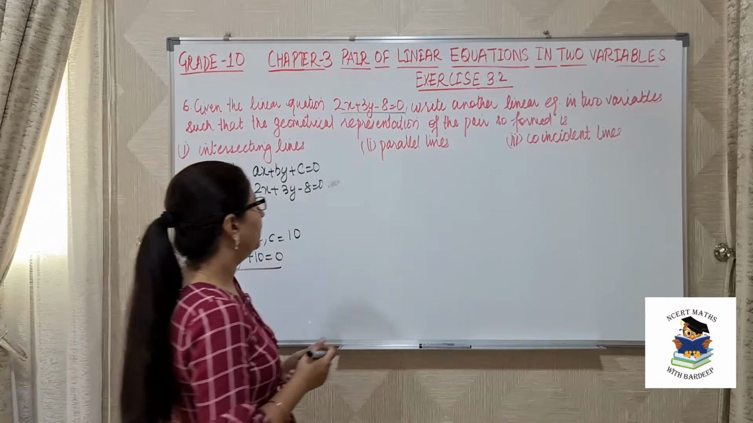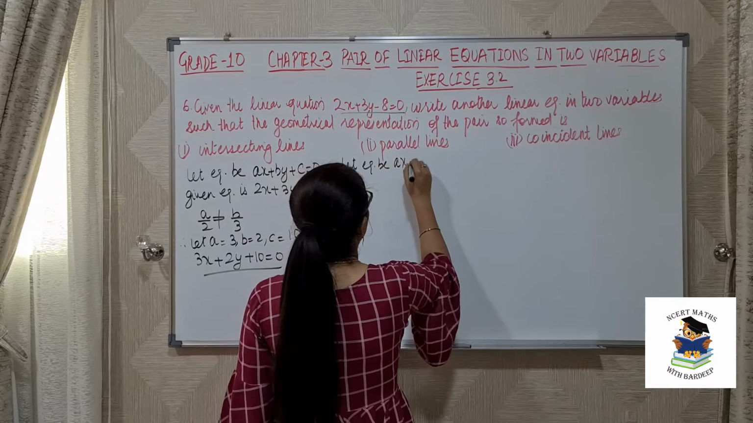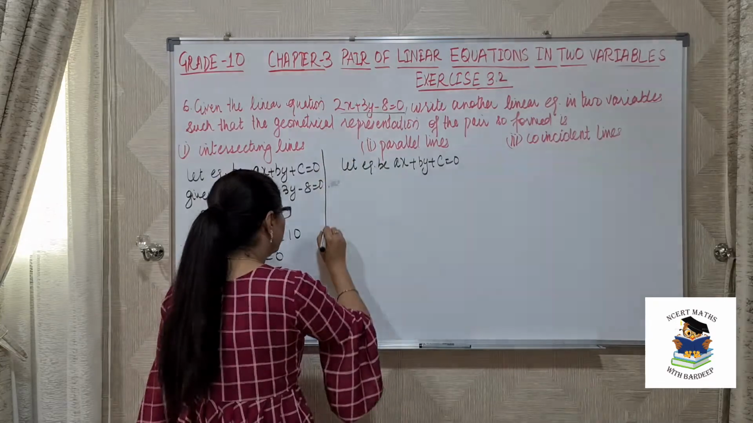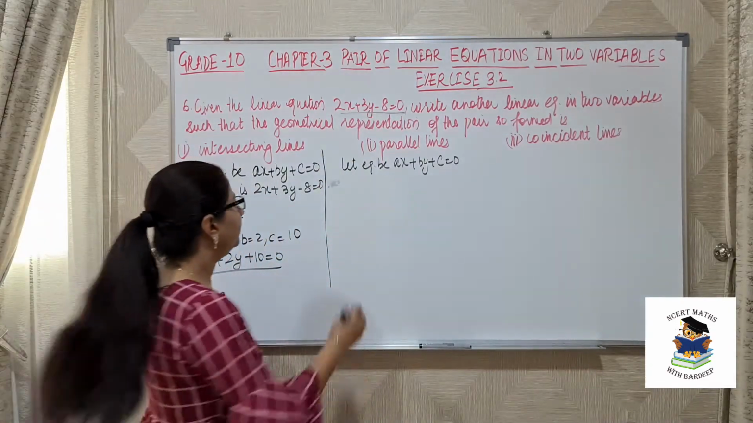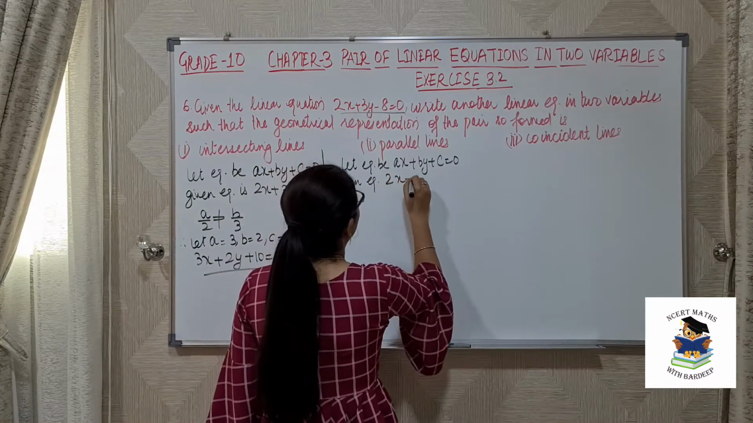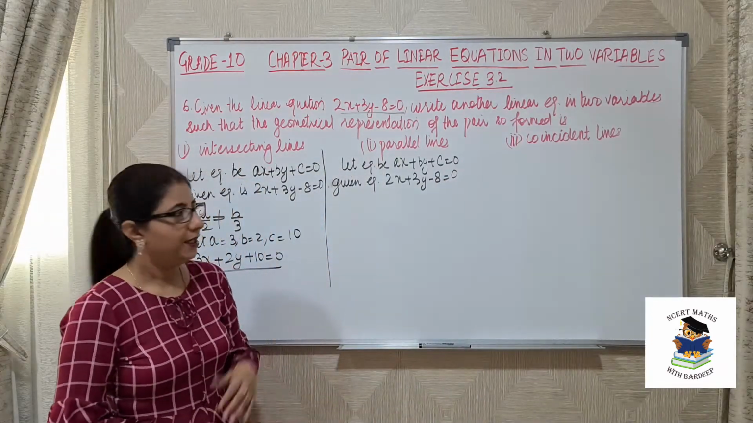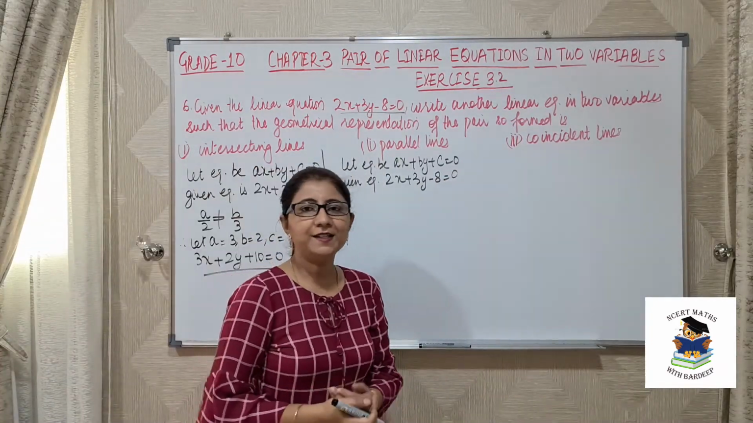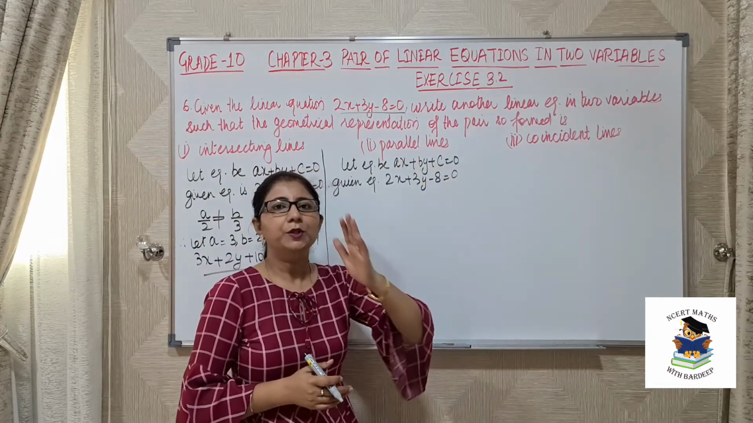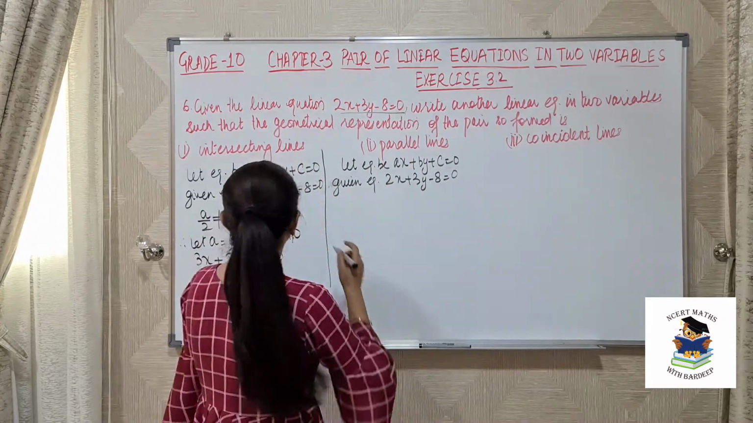So let's see the second one. Again, let your equation be ax plus by plus c equals 0. Again, the given equation is 2x plus 3y minus 8 equals 0. And what is the condition for parallel lines? That means it should not have any solution, and that is a1 by a2 should be equal to b1 by b2 but not equal to c1 by c2.